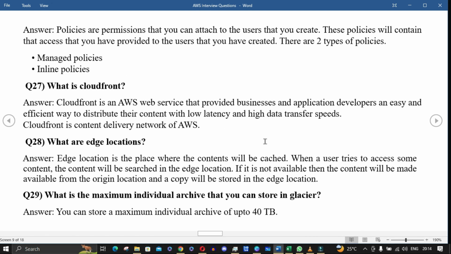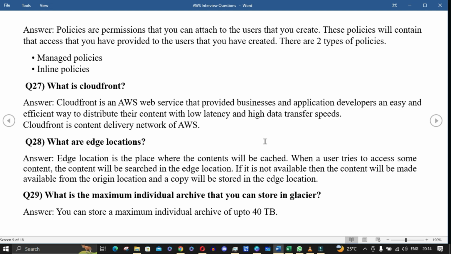Question number 26. What are policies and what are the types of policies? Answer. The policies are the permissions that you can attach to the user that you create. These policies will contain the access that you have provided to the user that you have created. There are two types of policies: managed policies and inline policies.